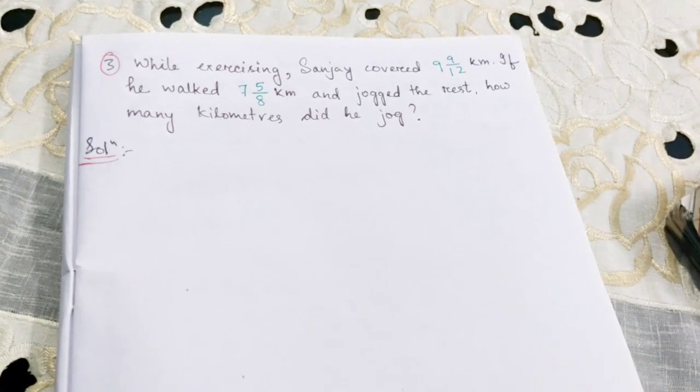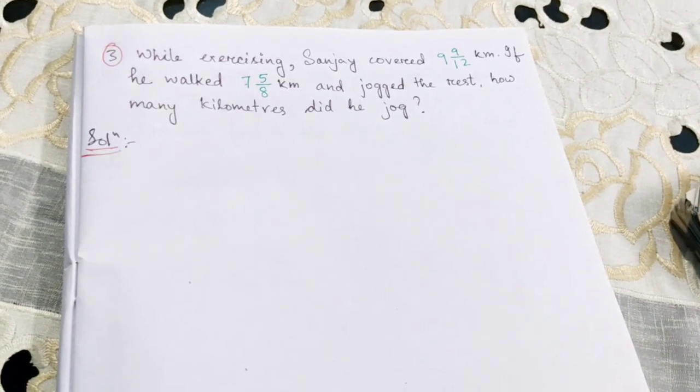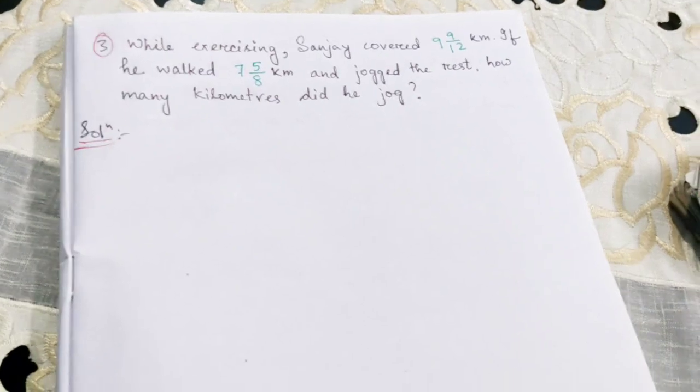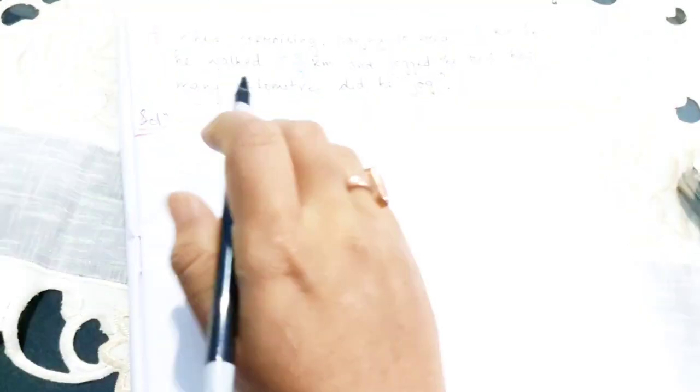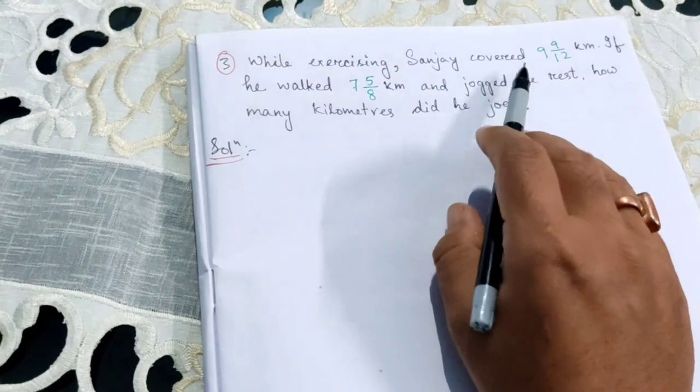So total distance is given and the walking part is given. You will have to find the jogging part. That means you will have to do the subtraction. So first of all, you will write what is given in the question. So what is given in the question? The total distance that Sanjay covered.